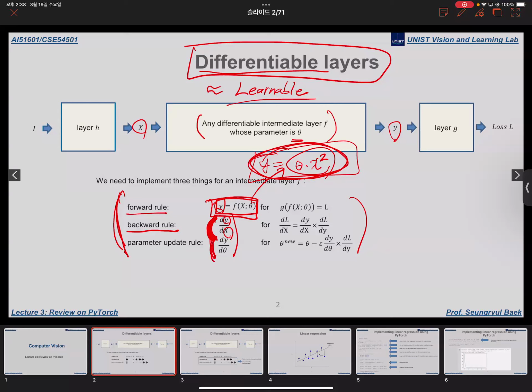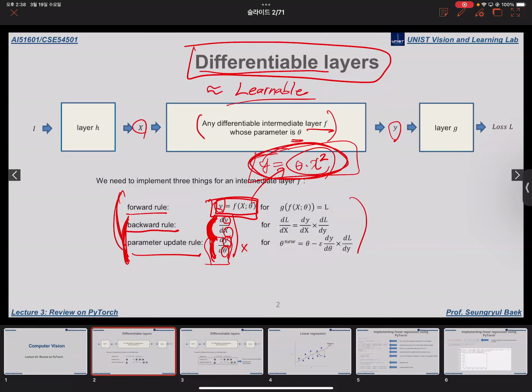The next thing is the differentiation of the output y with respect to the parameter vector theta. But in the exceptional case where a certain layer does not have any parameter vector, then we don't have to define this parameter update rule. For layers which do not have any parameters, we don't have to define it. But for the remaining layers which have parameters, we have to define these 2 gradients.